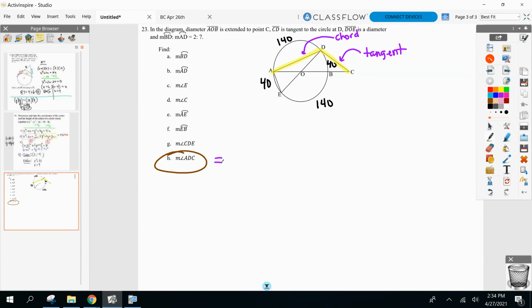The rule is I take half the arc in between it. If an angle is formed by a chord and a tangent, I take half the arc in between, which in my case is arc AEBD, that arc right there. So all I need to do is add up all the arcs that make it: 40, 140, and 40, that's 80, 220. So I'm going to take half of 220, which is 110 degrees. So any angle formed by a chord and a tangent, I'm always going to take half the arc that's in between it.